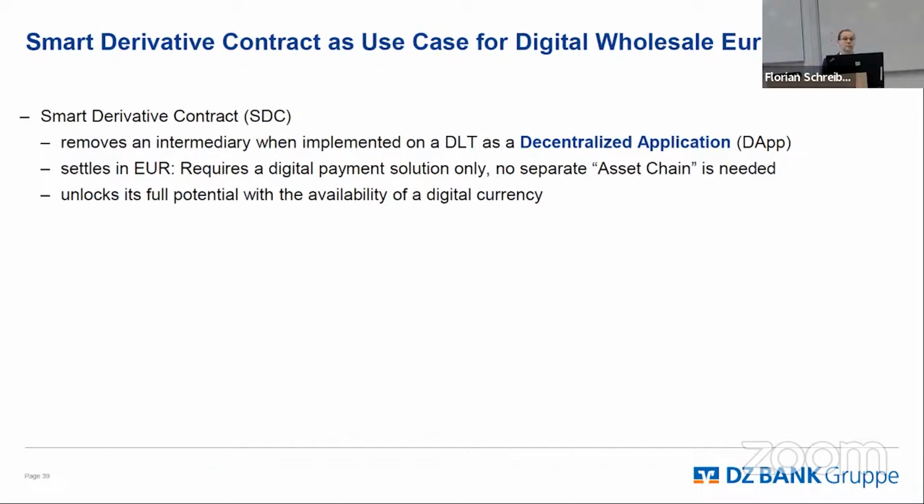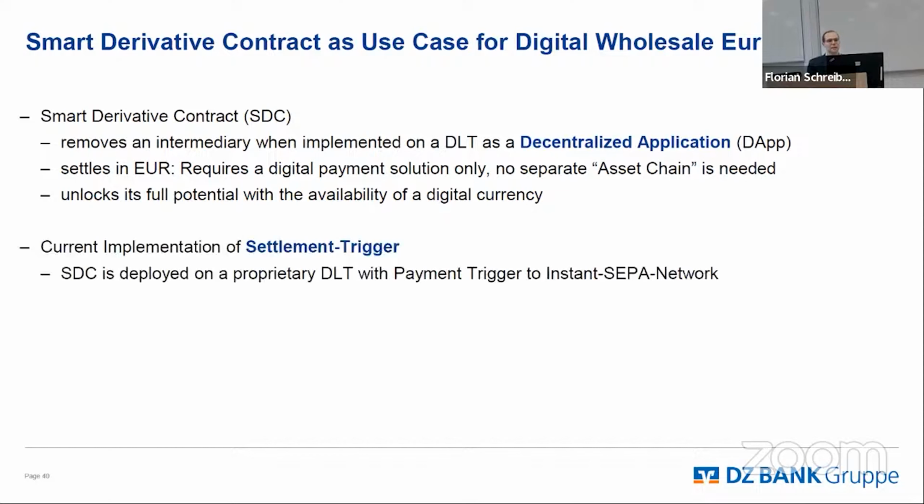So looking at the wholesale euro, the nice thing about this product is it's payment only, so no asset chain is needed. We can run this as a fully decentralized application. You can imagine an algorithmic clearing protocol being installed on a suitable payment chain, for example, and then it would unlock its full potential because it could directly interact with default-free digital central bank money.